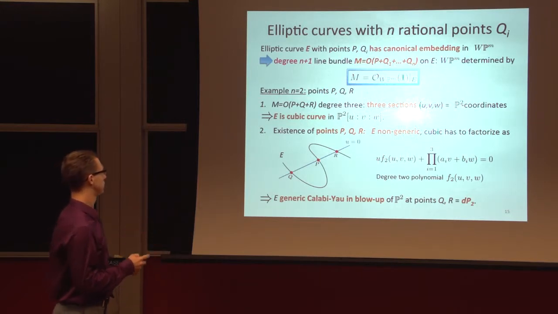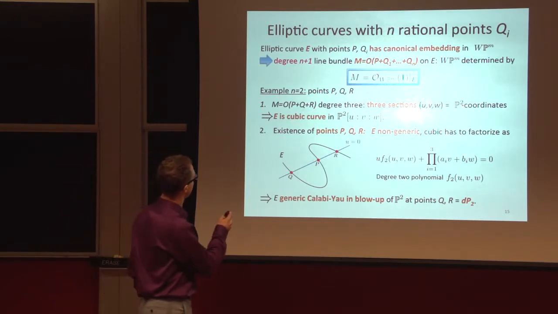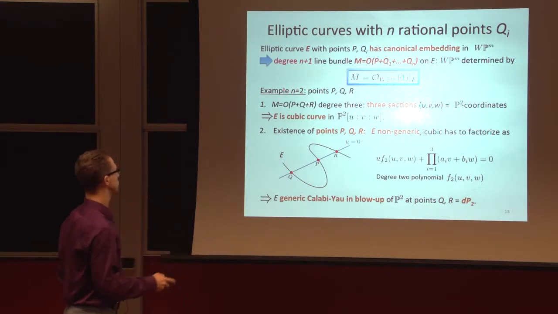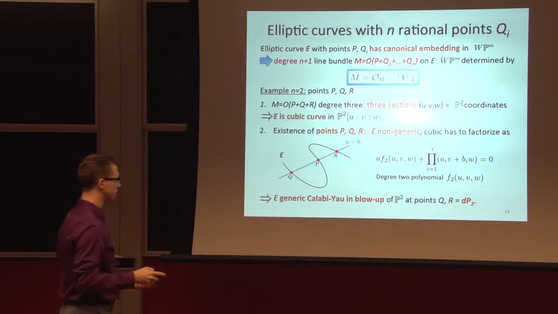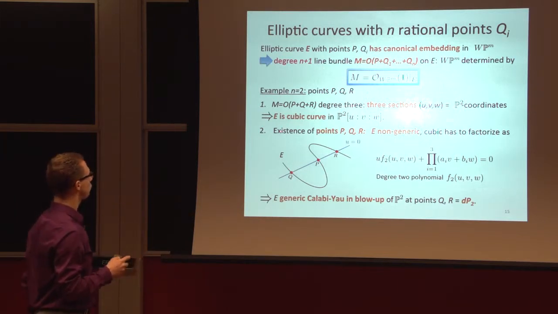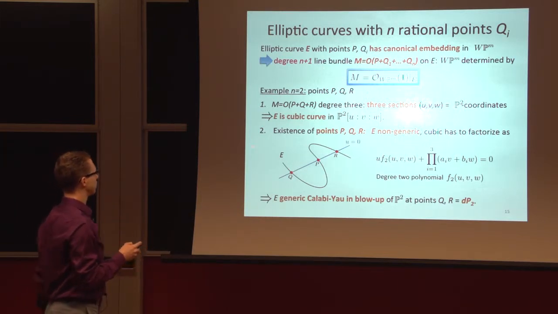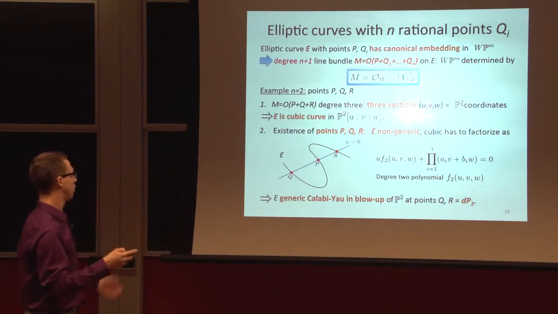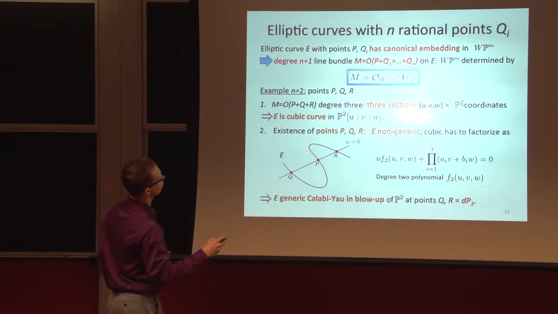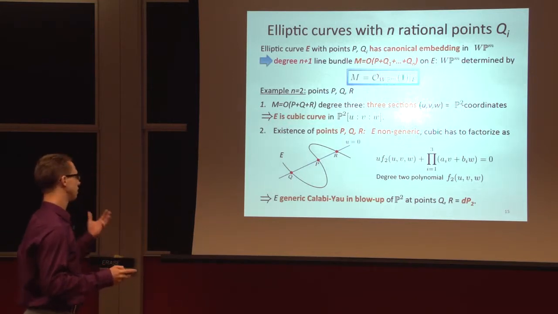So let me walk through this at the hand of one example. So if you have a curve with 2 rational points, this bundle is degree 3. This means there are 3 sections. And these 3 sections are the P2 coordinates of the ambient space. And then you can see that these sections actually obey a relation at order 3. And this means that this curve is embedded into P2 as a cubic curve.